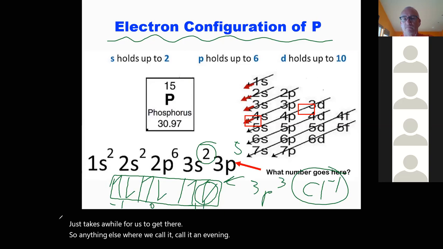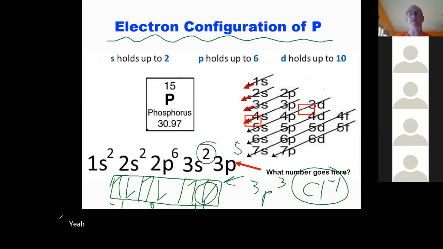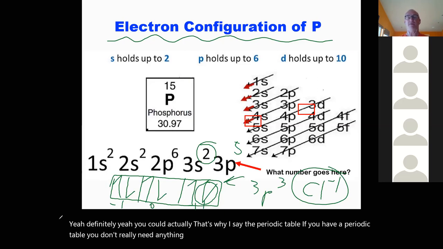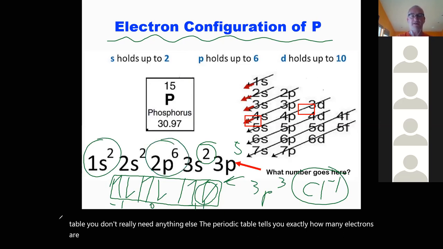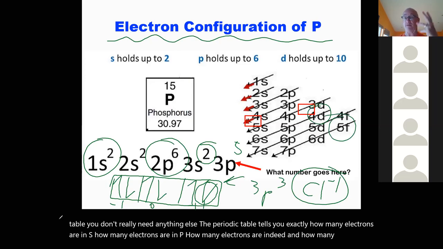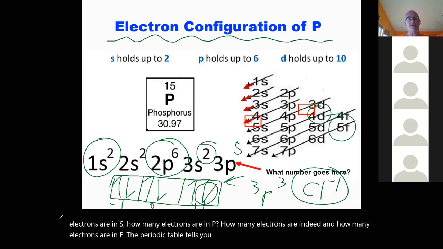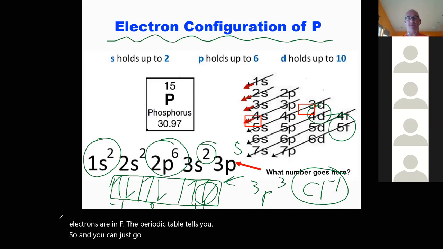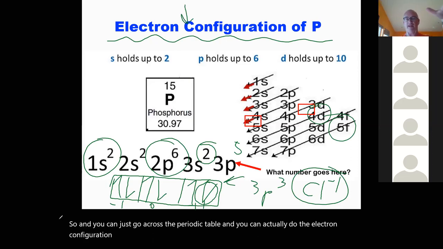It's not really a trick, but it's like looking at the periodic table and reading across. Oh, yeah, definitely. That's why I say if you have a periodic table, you don't really need anything else. The periodic table tells you exactly how many electrons are in S, how many in P, how many in D, and how many in F. You can just go across the periodic table and do the electron configuration yourself just by looking at it.